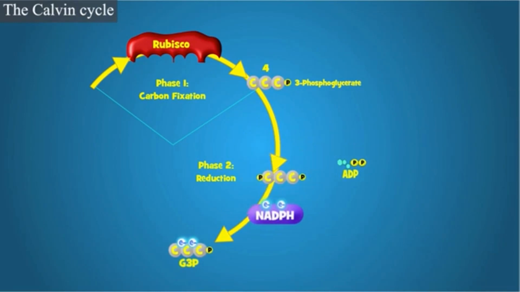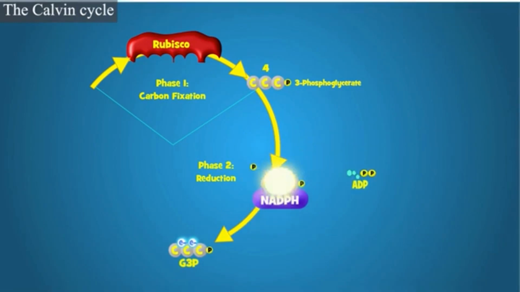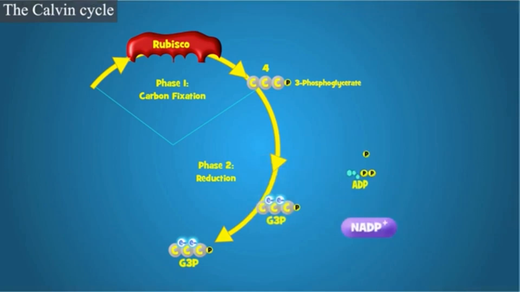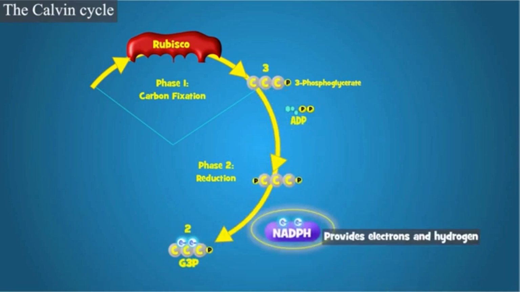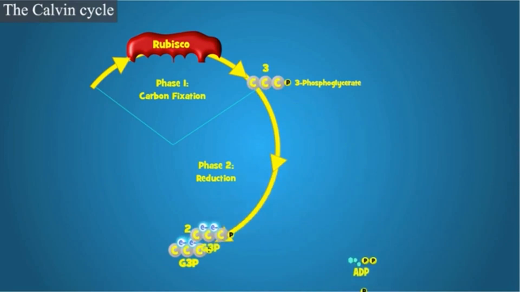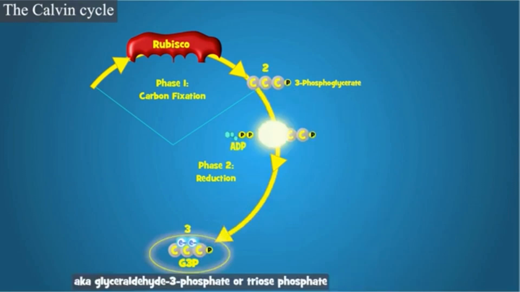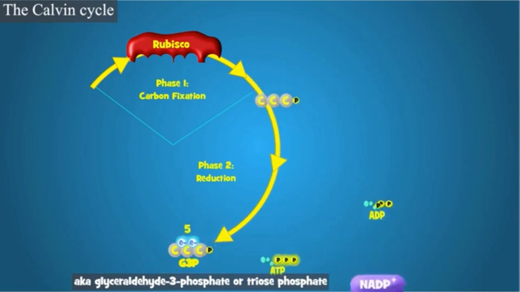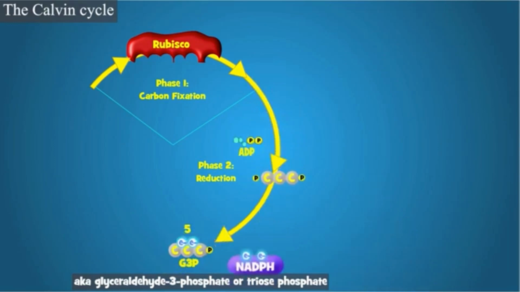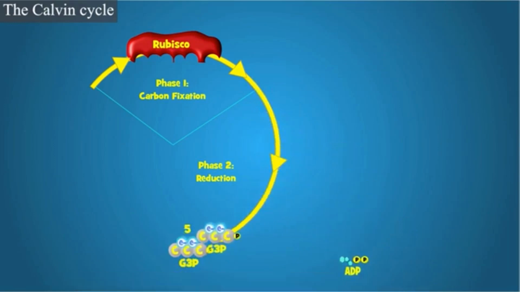Then the 6 molecules of NADPH plus H+ donate their electrons to reduce the 6 molecules of 1,3-bisphosphoglycerate. The 1,3-bisphosphoglycerate also loses the phosphate group, becoming 6 molecules of glyceraldehyde 3-phosphate, or more commonly called G3P. 6 NADPH plus H+ are then oxidized to 6 NADP+. G3P is the starting point for the synthesis of other organic molecules.